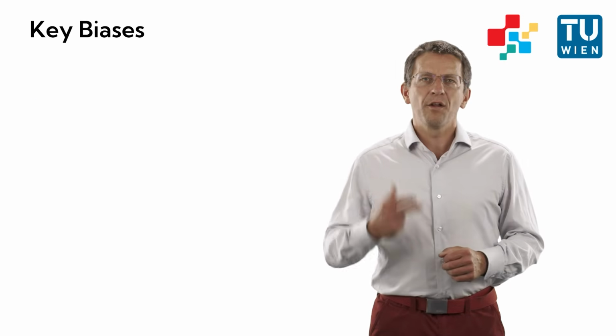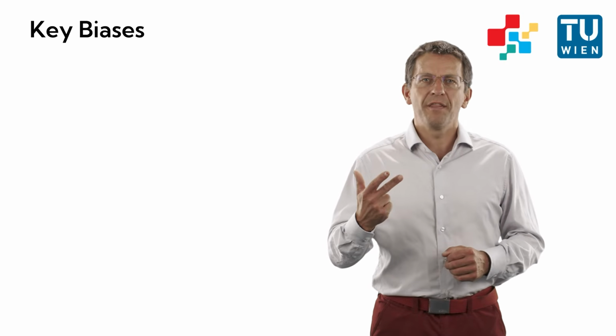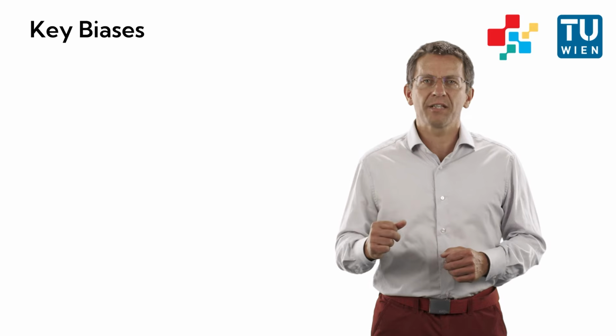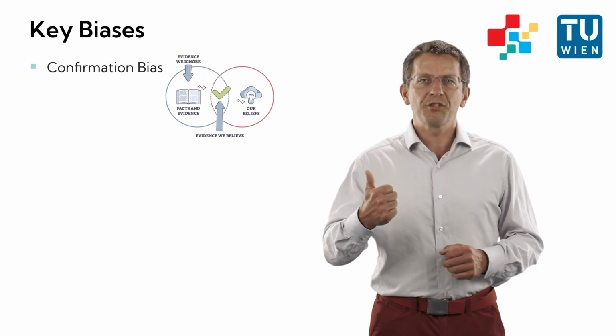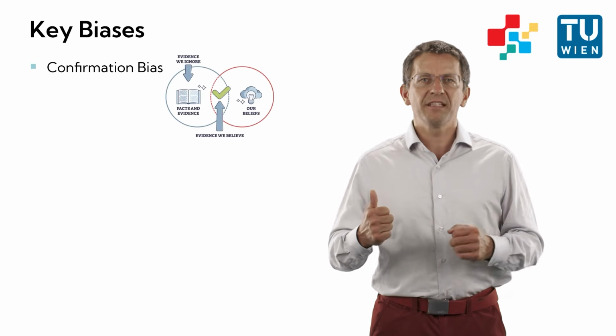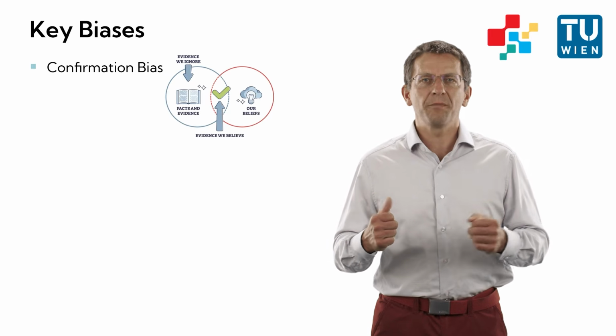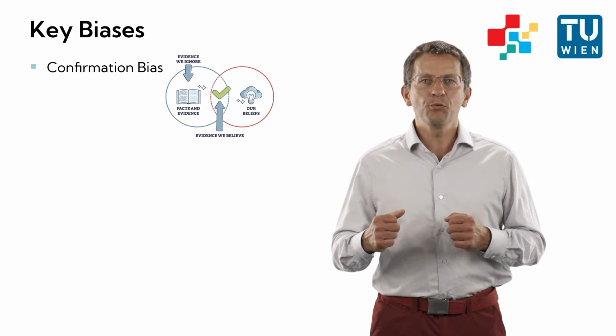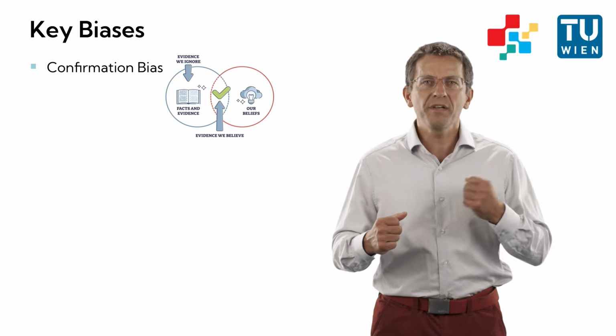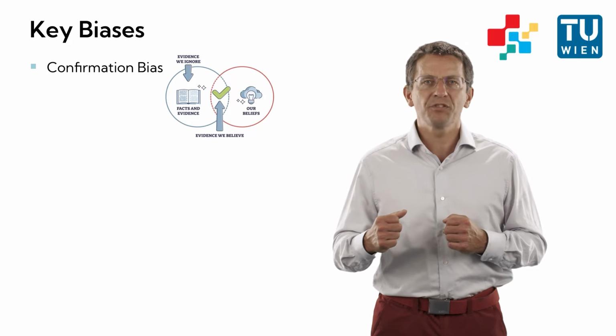Let's look at 3 common cognitive biases that often affect human-computer interaction. First, confirmation bias. This is the tendency to seek out or favor information that supports what you already believed. This might mean a user skimming search results and only clicking links that match their preconceptions and ignoring contrary evidence.